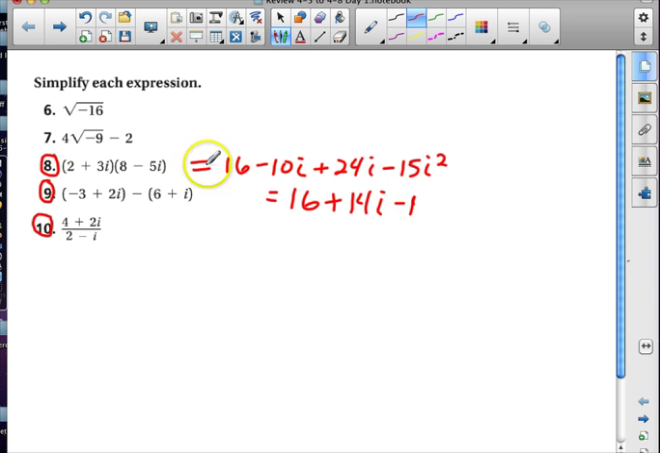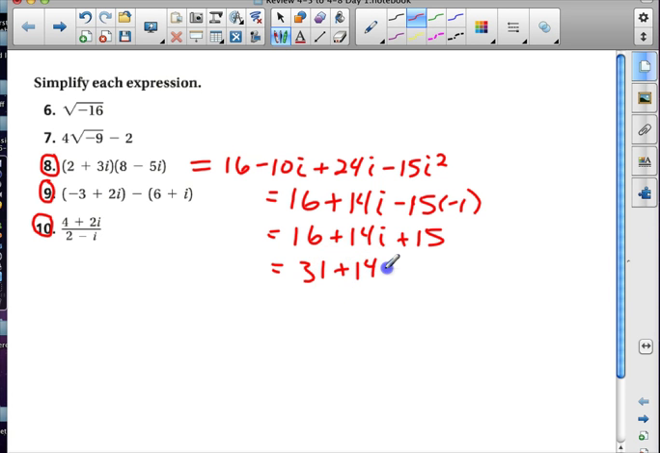And as we're writing down negative 15, we should remember that i squared is negative 1. So this is really 16 plus 14i plus 15, which will be 31 plus 14i. And that is in standard form, so we don't have to do anything to move any of the terms around. Everything should be good.